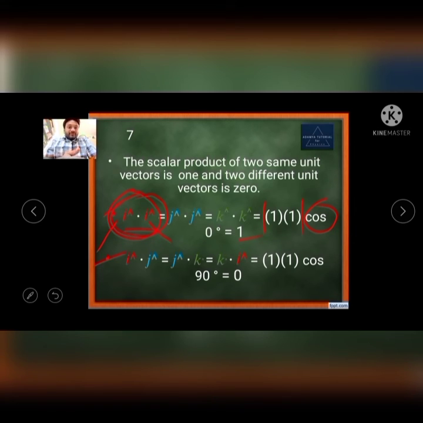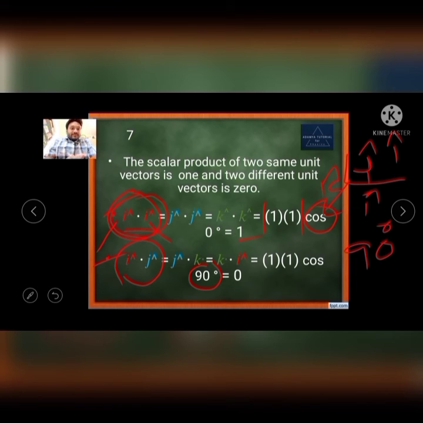And the scalar or dot product between two different unit vectors is 0, because if you take the coordinate axes, this we will consider as I cap, the y axis as j cap, and the z axis as k cap. Clear? So if you calculate the dot product between I as well as j, then the angle between I and j will be 90. That is why the scalar product between two different unit vectors, that may be I dot j, j dot k, or k dot I, will be 0.